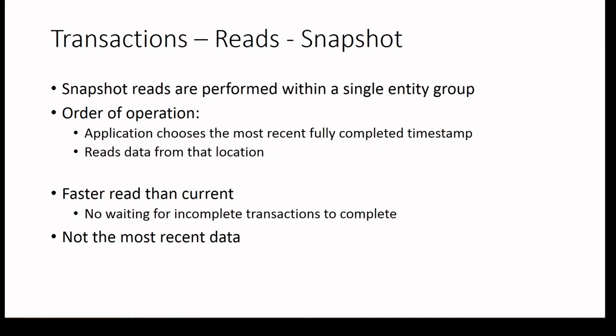The next type of read is the snapshot read. Again, this is performed inside of a single entity group, and it works this way. The entity finds the most recent completed timestamp, and it reads from it. It's just that simple. It's extremely fast because it just finds what's done and it reads. It doesn't wait for any incomplete transactions to finish. It doesn't wait for things that have been written to the log and committed but not yet written. It doesn't wait for any of that. It just asks, what have you got right now? Give it to me. It's very fast, but it's not the most recent data.